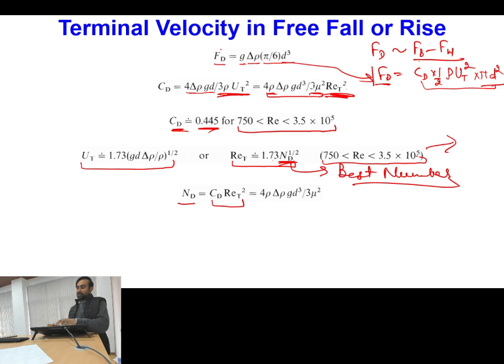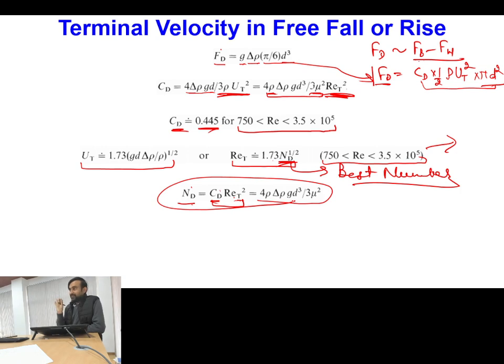But if my range of Reynolds number is outside this limit, then CD will not be constant and CD will not be known to me. In that case, the value of Nd will become CD times Ret square, which is this particular relation. Is this one clear? Are all clear with this idea?